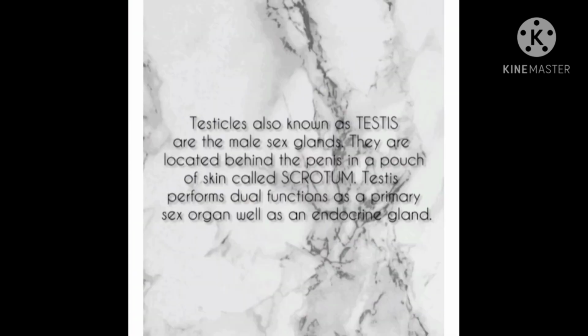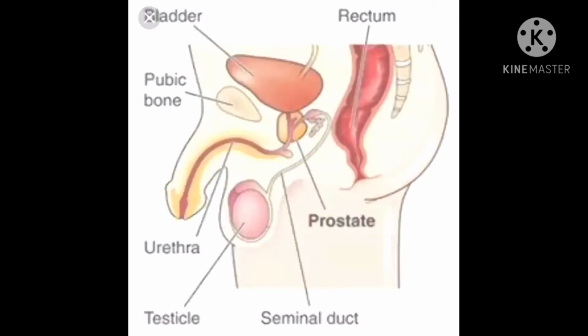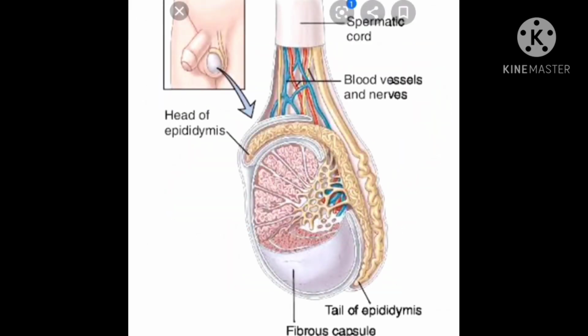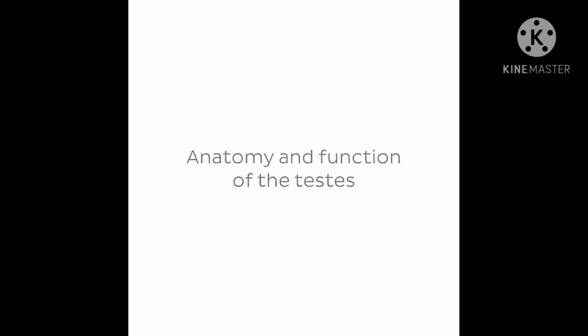Testicles, also known as testes. Testes are the male sex gland. They are located behind the penis in a pouch of skin called the scrotum. Testes perform a dual function as a primary sex organ as well as an endocrine gland. Anatomy and functions of testes.